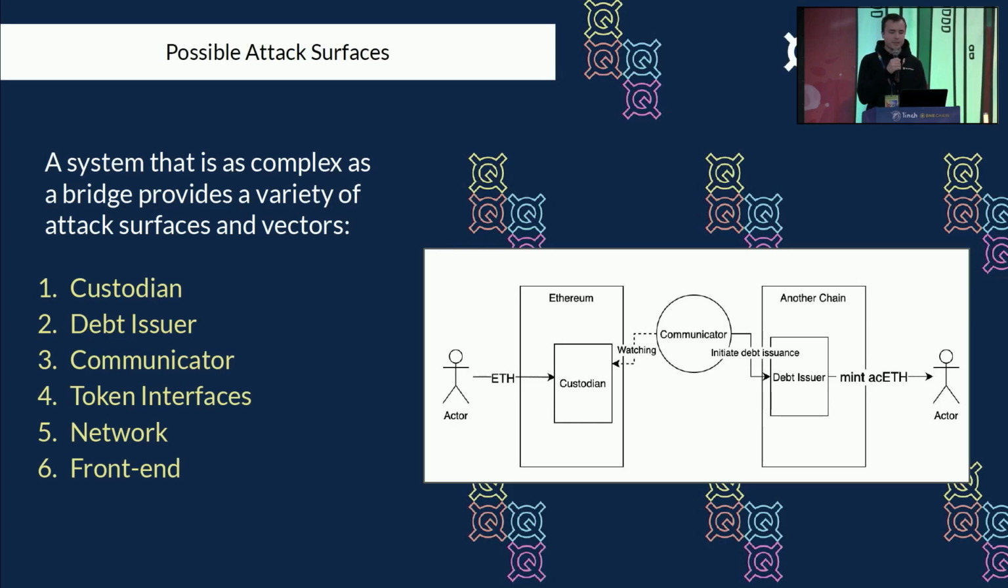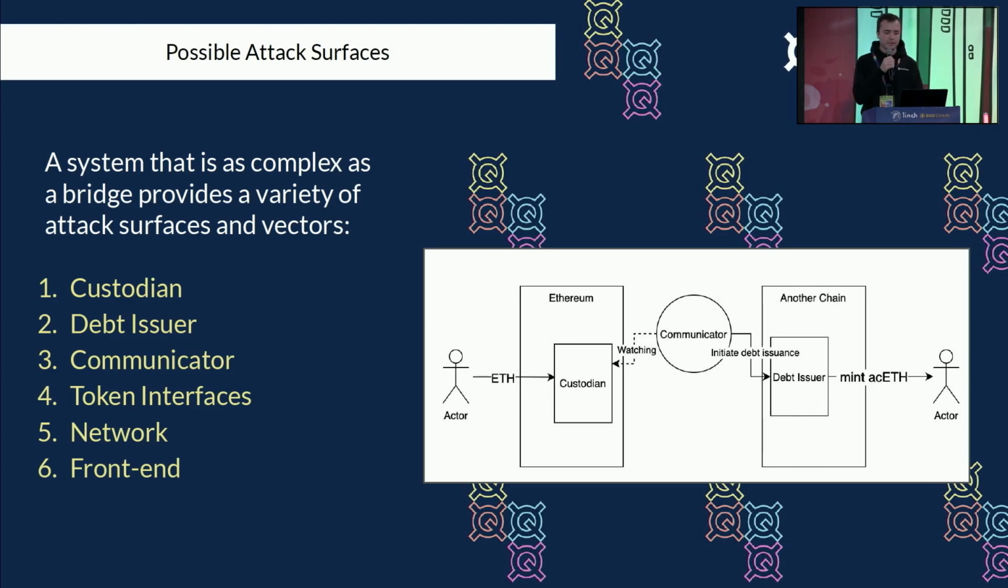The reason attacks are so widespread is that bridges are such complex systems. Such systems usually have lots of points of failure. We discussed just the custodian, debt issuer, and communicator, those three components, but there's actually more than that. The system boundary doesn't end there.